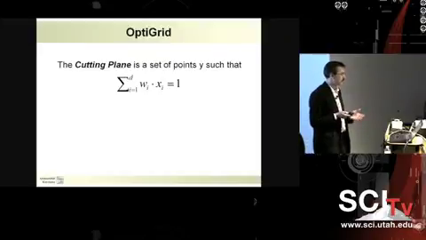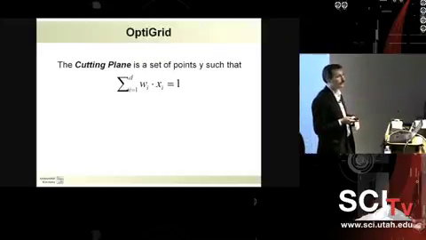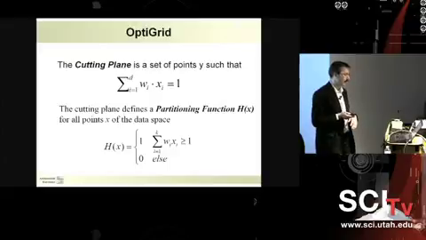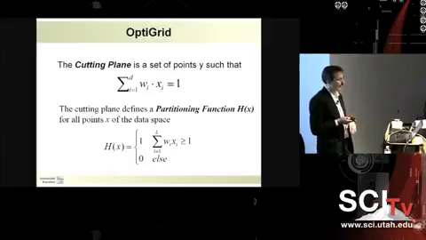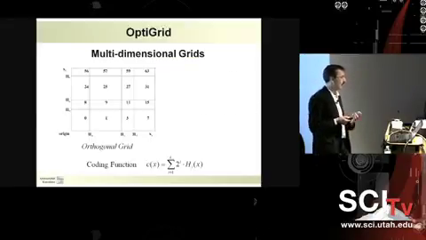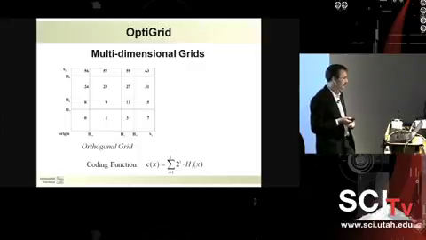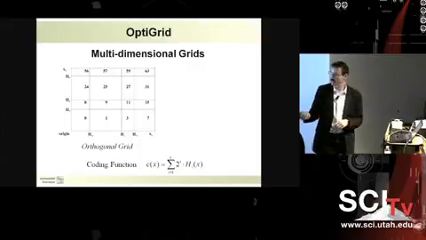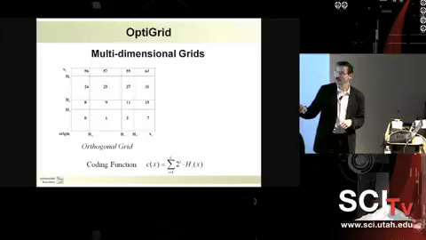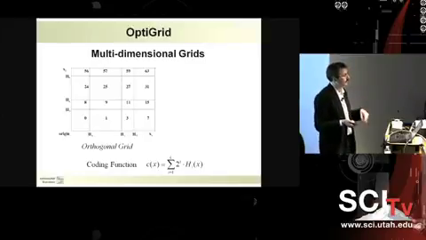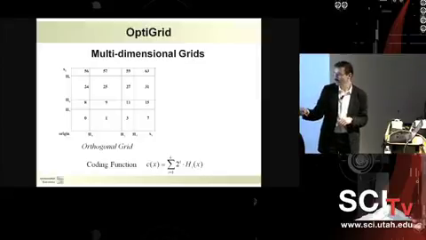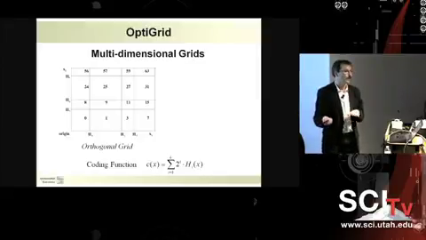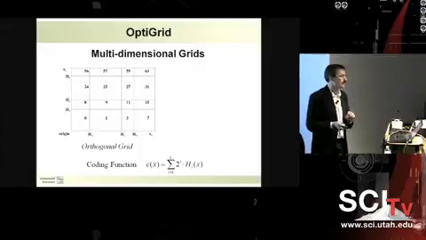The cutting plane is defined as all the points left or right of it, very simple. And the partitioning function can be defined as being 1 if you're on one side and else 0 on the other side. And given that, you can now build up multidimensional grids. And you need a coding function, which is uniquely identifying every grid cell to be able to store it later in the index structure. And this is done by this coding function. And this is uniquely identifying every cell with a number.